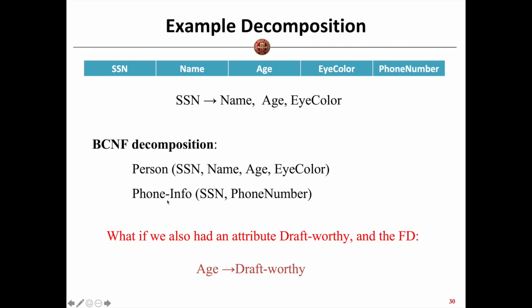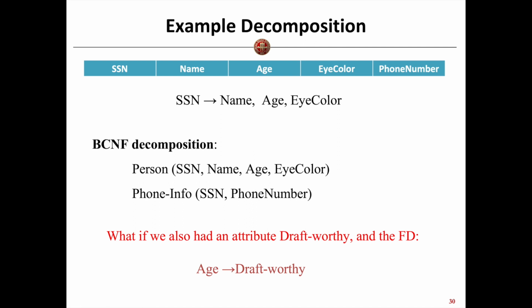We can also find that they are both in the BC normal form. For the first one, we can find a FD, SSN implies name, age, and eye color. And the SSN is also a super key for the relation. Then we can say this new person relation is in the BC normal form. At the same time, for the second one, we cannot find any FDs, right? Then we can say this second one is also in the BC normal form because we cannot find any violating FDs in the relation.